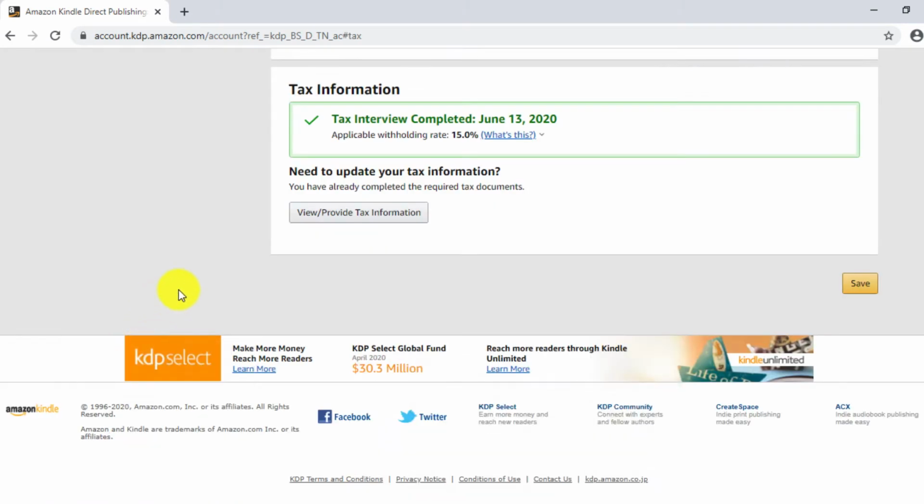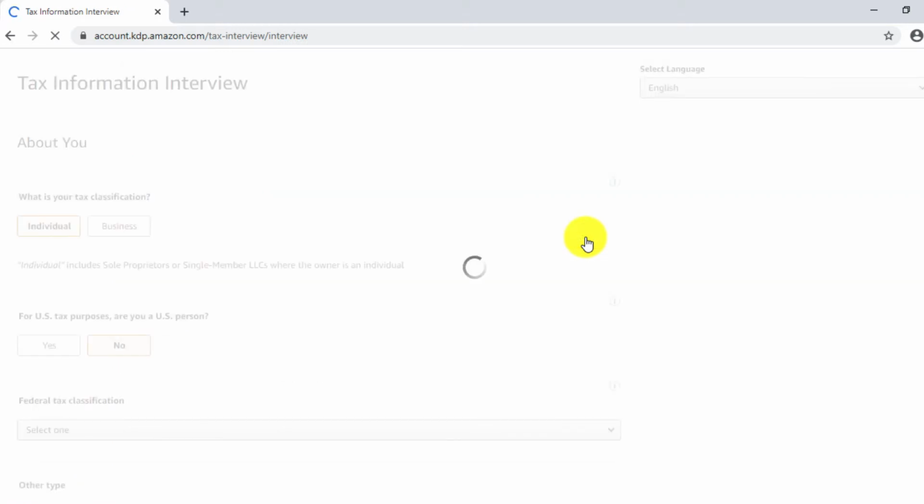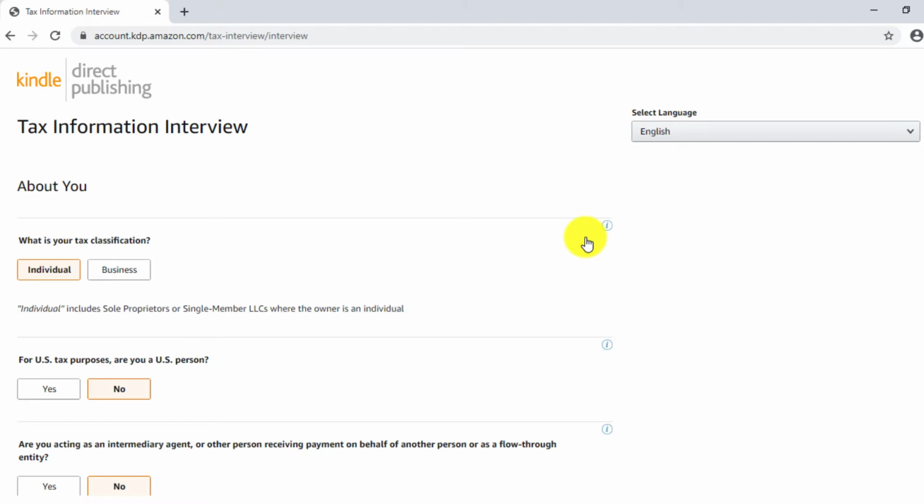In my case, my tax information has already been updated on this account. You just click on provide tax information and click on take interview. So Amazon would ask some questions on the basis of which it would fill up your Form W8-BEN automatically. Question 1, what is your tax classification? In my case, I'm an individual.